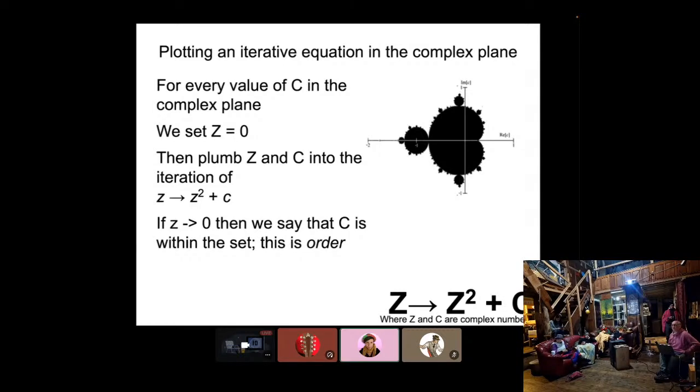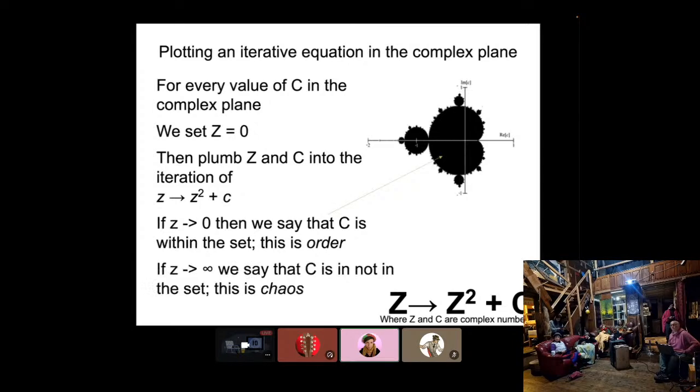Right. So if Z tends towards 0, then we say that C is within the set, and this is the order. That's the black bit there. And if the value that this iteration is producing is tending towards infinity, then we say that C is not in the set, and this is chaos. So chaos is outside the set. Okay?